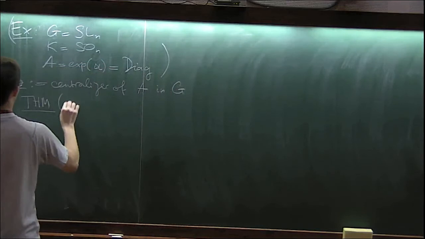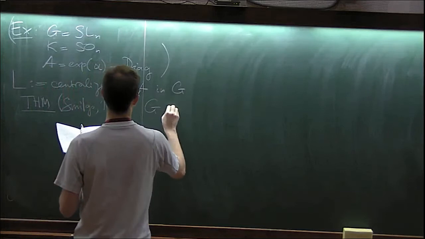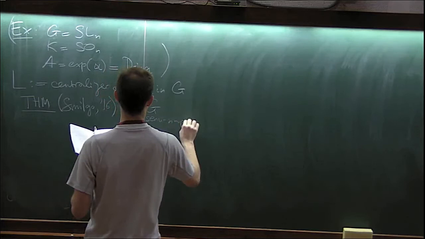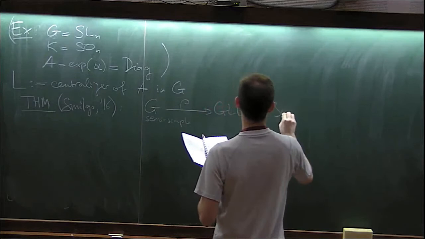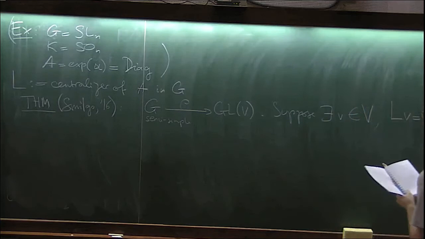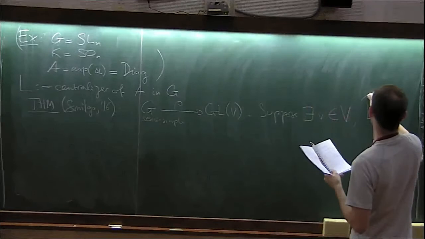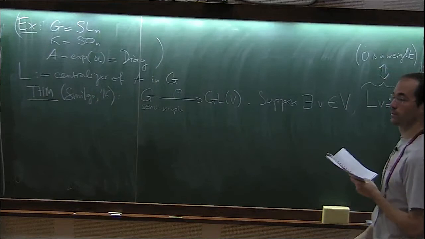From a few years ago, I think, 2016. He says the following: if G, a semi-simple Lie group, comes with a representation rho into GL of V, and there exists v in V, a vector, such that Lv equals v. So everything has been set up exactly in such a way that this means zero is a weight. So that's the necessary condition that we had before. You always have one in the spectrum of the elements. And you need more than that.